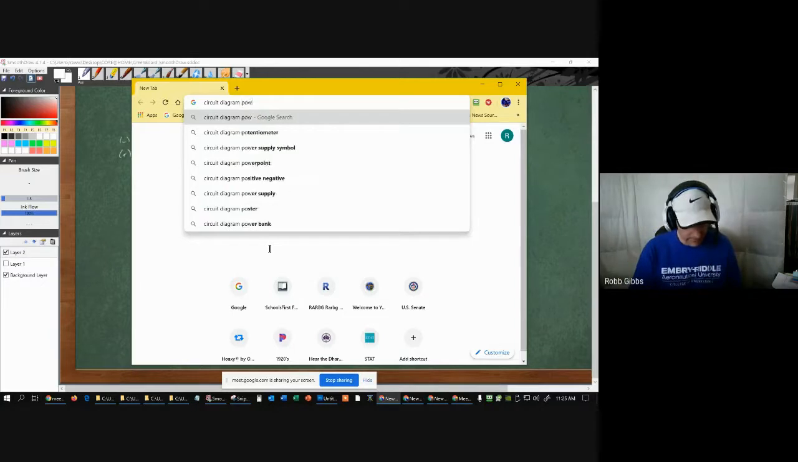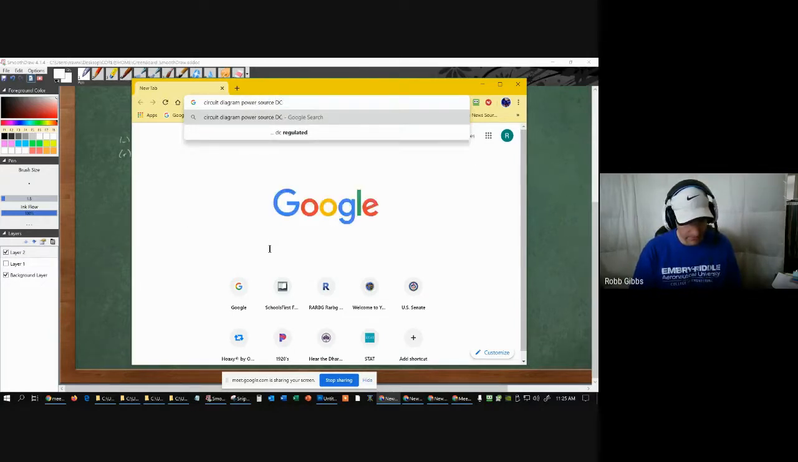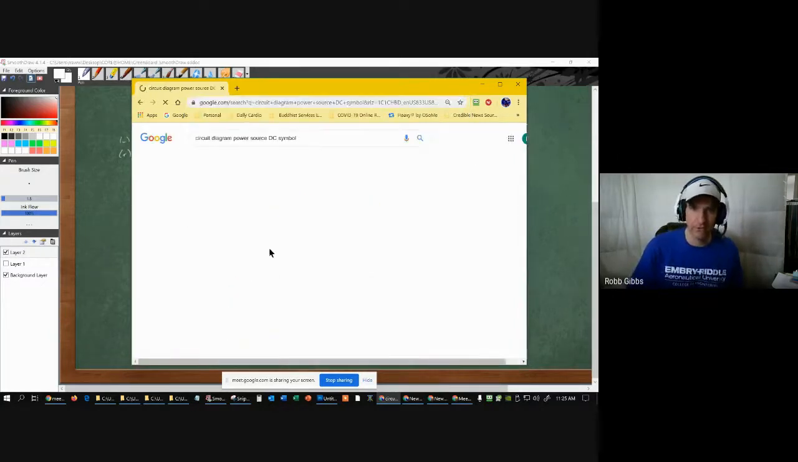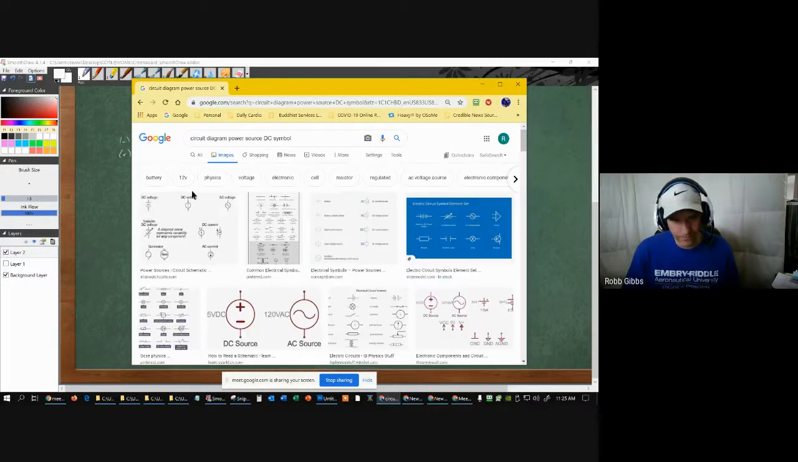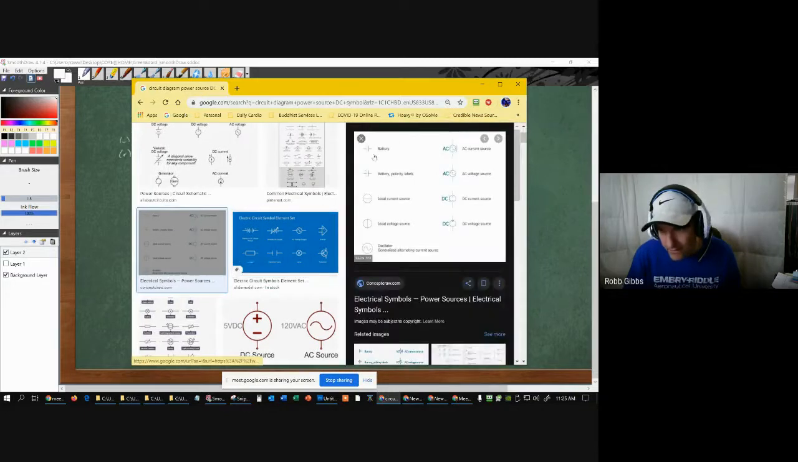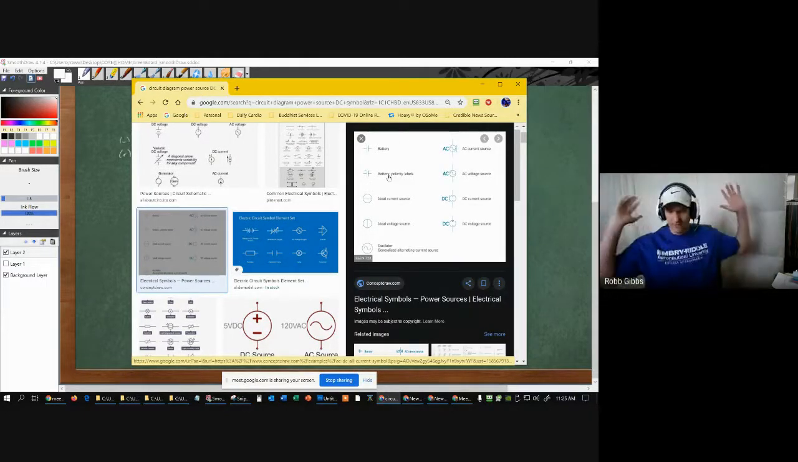Circuit diagram, power source, DC symbol. That should do it. Let's see what we have here. So this is the one we're looking at. Although that one has multiple, but that's okay. Here, battery. But it doesn't say which is positive. There, positive, negative. I did have it backwards. Oh, I'm so sorry.